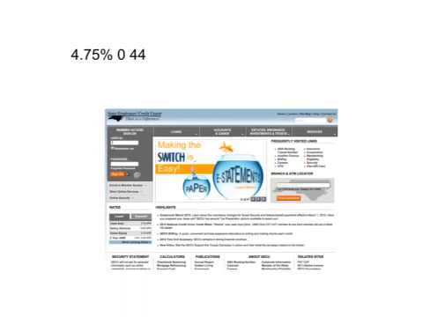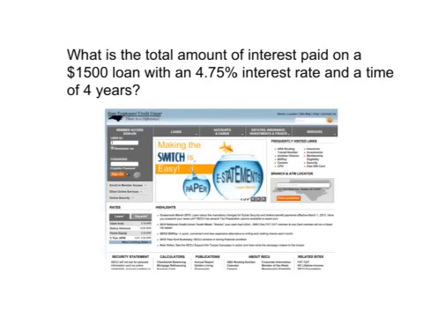What is the total amount of interest paid on a loan that is $1,500 with an interest rate of 4.75%, and the time is 4 years? So in order to figure out the actual amount of interest that you have to pay, you need to first of all pull out the important information in the problem. One of them being the actual principal amount. Principal just means how much you actually borrowed or loaned, depending on the situation.